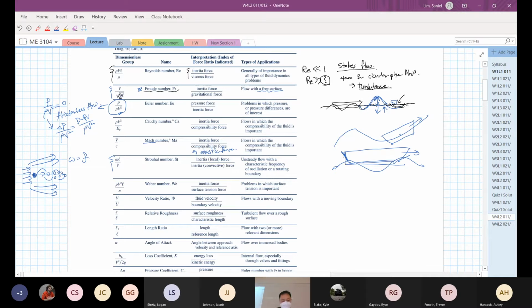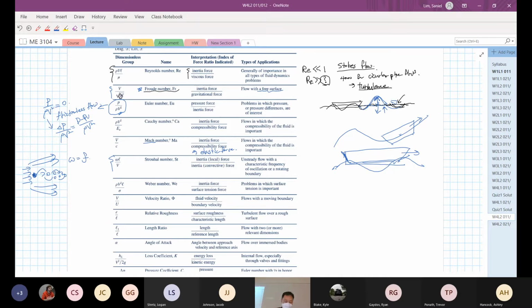The Weber number is all about the surface tension. For surface tension, you can think about a droplet. If you have a droplet on a surface, how much angle does it have between the surface and the droplet? If it has a higher surface tension, it's going to have a more aggressive angle with the surface.